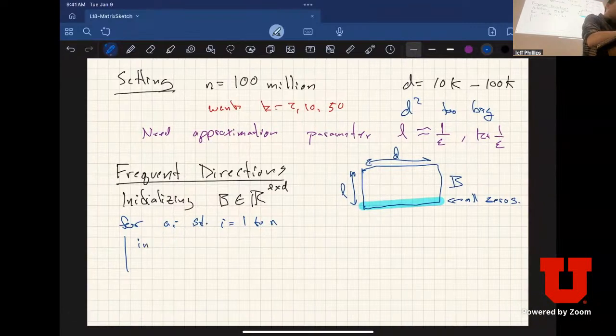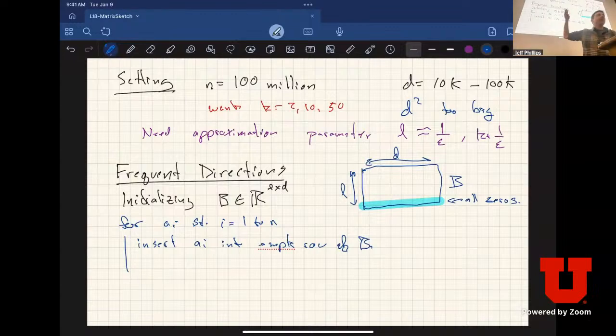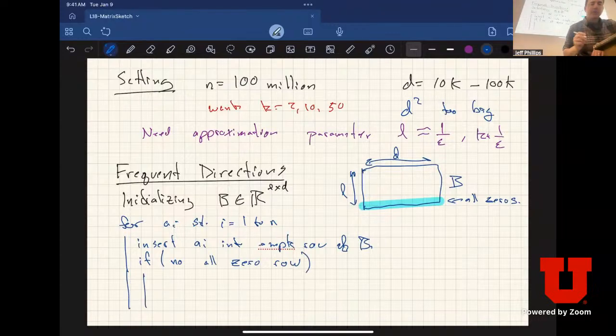So the first thing, I'm going to insert a_i into an empty row of B. If the last row is always all zeros, I can always do this. If there's another all zeros row, like I just initialized, I can put it in a different one of those spots. Then I have a condition: if no all zero row, then I need to clean stuff up. So now I have another if condition I have to deal with.